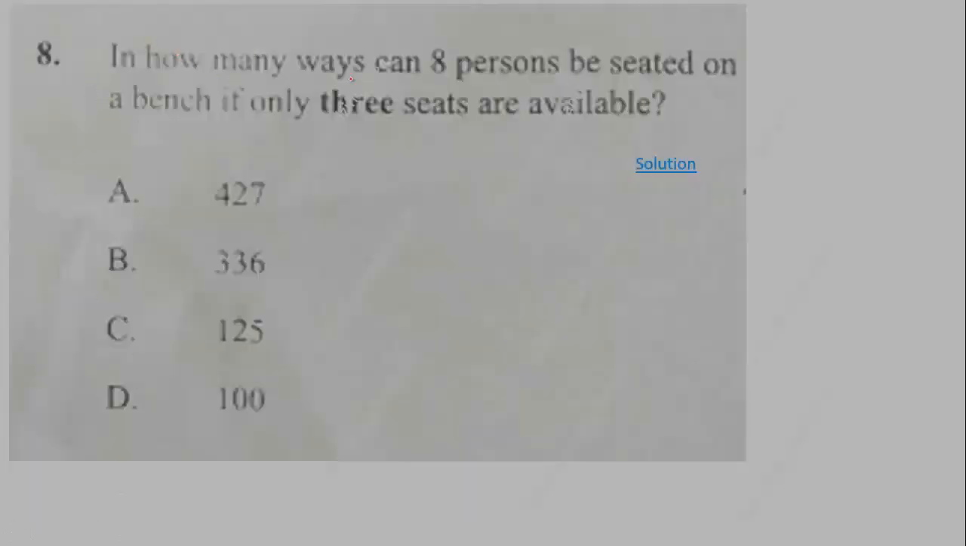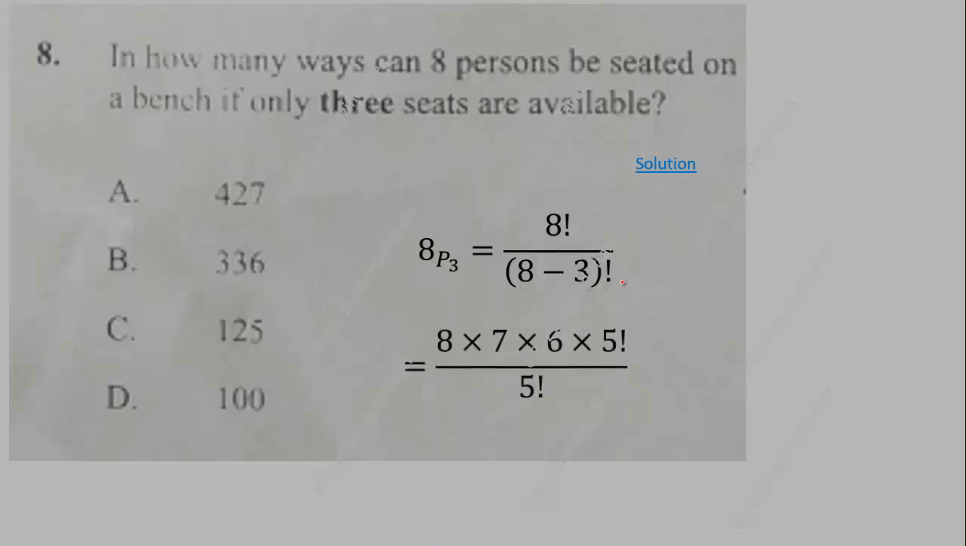Question 8. In how many ways can 8 persons be seated on a bench if only 3 seats are available? So we are going to use permutation here. That will give you 8 permutation 3. So 8 permutation 3 will give you 8 factorial over 8 minus 3 factorial. So that will give you, the expansion of this is 8 times 7 times 6 times 5 factorial. We ended here because we are getting 5 factorial in the denominator. That will cancel this. And that will give you 336 ways.